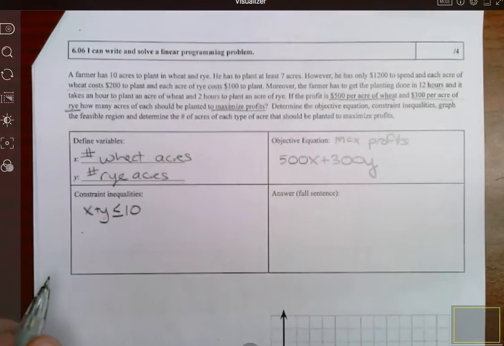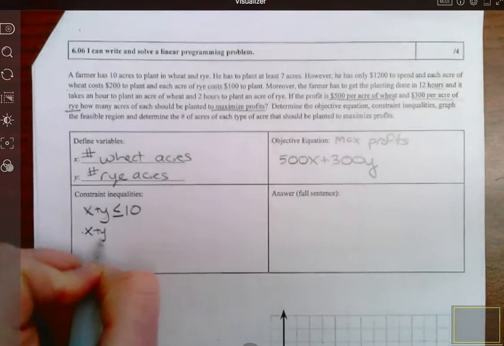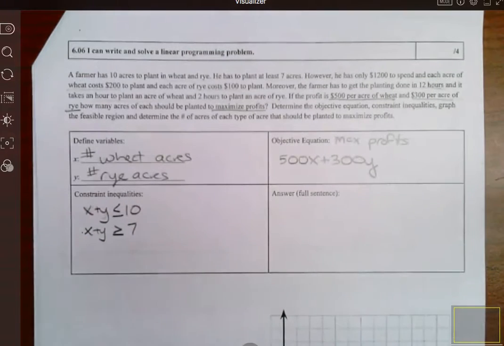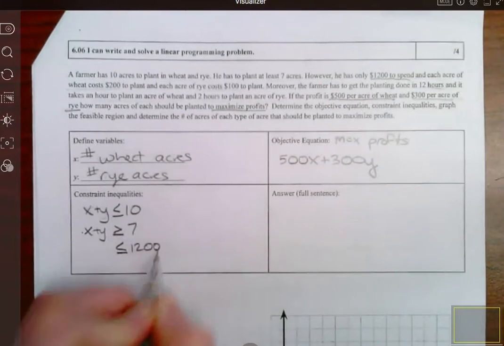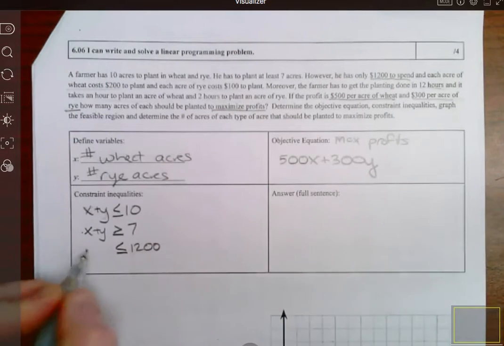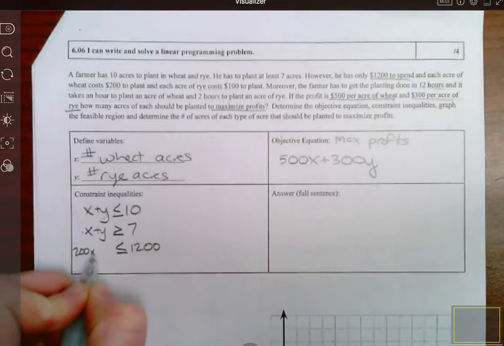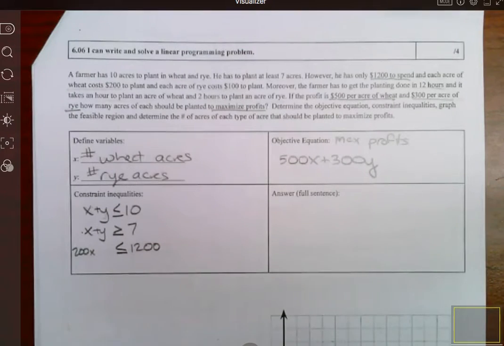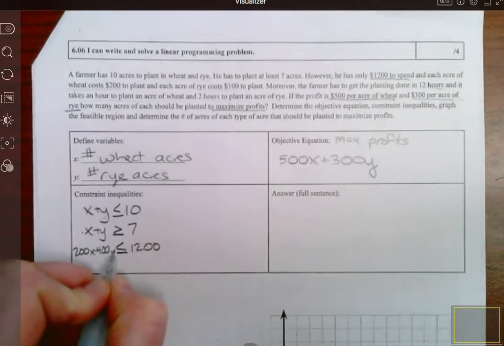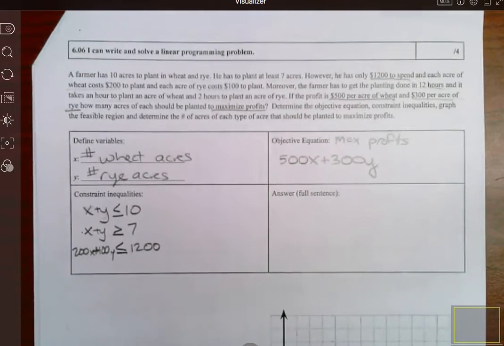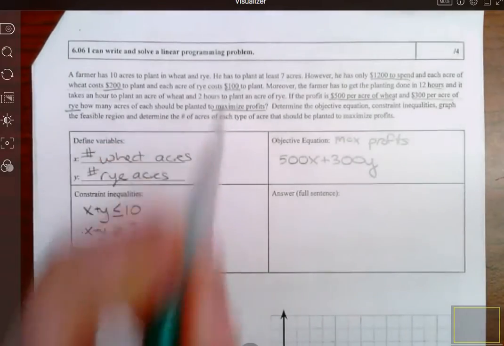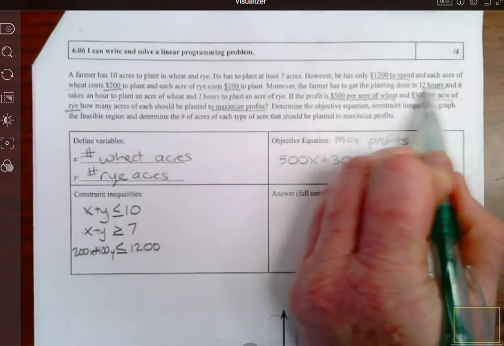He has to plant at least 7. X plus y has to be at least 7, can include 7, so it's greater than or equal to. He has only $1,200 to spend, so he has to spend less than $1,200. And each acre of wheat costs 200 to plant, and rye is 100. That's a 100. It kind of looks like a 4, but it's a 1. Okay, 200 and 100.